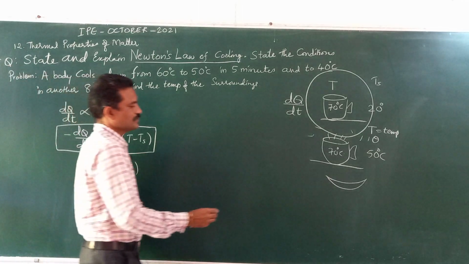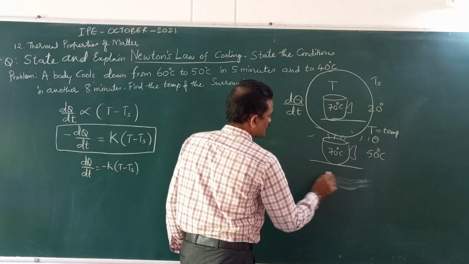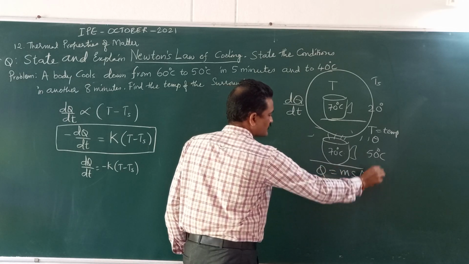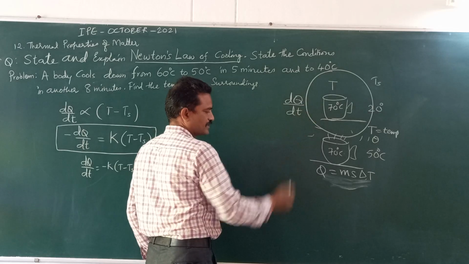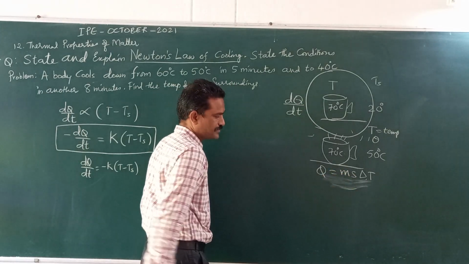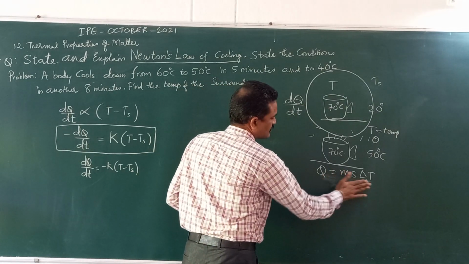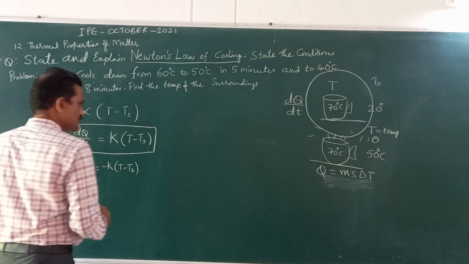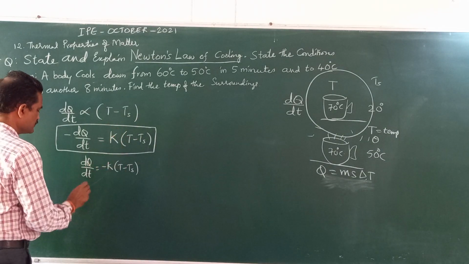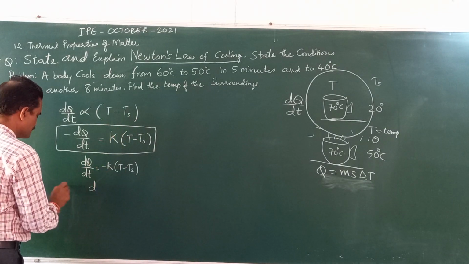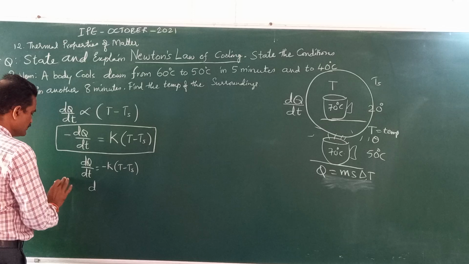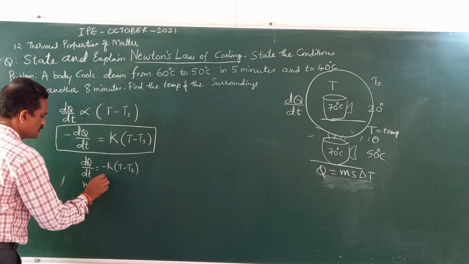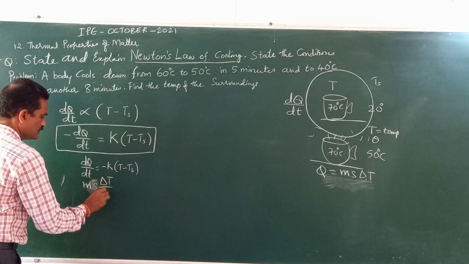So heat energy Q can also be written as Q is equal to m s delta T. What is m? Mass of the object. s is the specific heat of the object and delta T is the change in the temperature. So I can substitute that here. So m and s are constants. So I will write it once again. This is m s delta T by delta t.